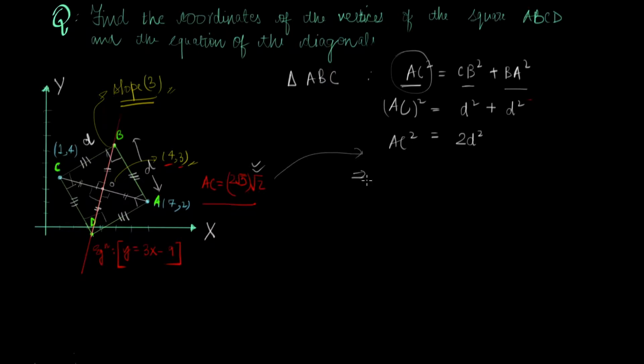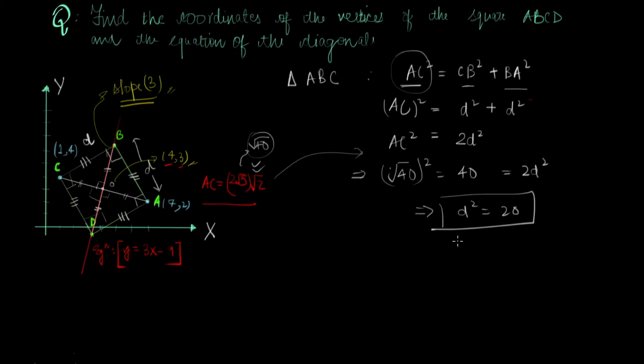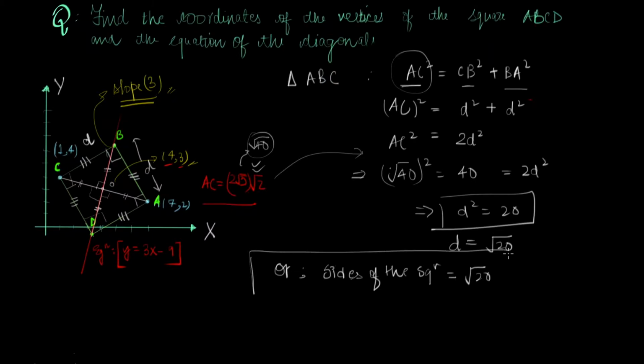Now, I'm using this information to write AC square in terms of the numbers that I've figured out. We know that this is nothing but root of 40 from my previous calculation. Therefore, root of 40 square would be basically 40, and that should be equal to 2D square. Therefore, D square would be equal to 20. That means D should be equal to root of 20, or the sides of the square would be equal to root of 20. That means this is the length of the side of the square.